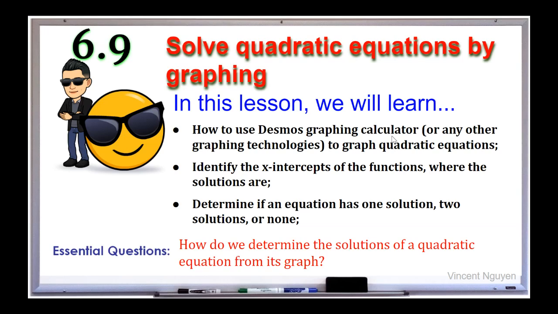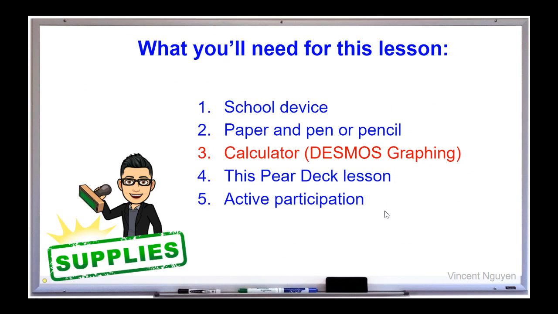We're going to identify the x-intercepts of the functions. These are where the solutions are to your equations. And we're also going to determine if an equation has one solution, two solutions, or none, based on how the graph looks. Okay. Our essential question is, how do we determine the solutions of a quadratic equation from its graph? And like I said, your main tool today is your Desmos graphing calculator.